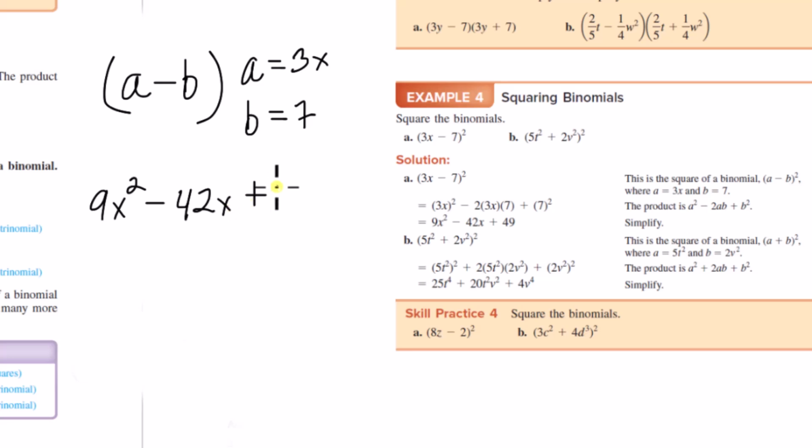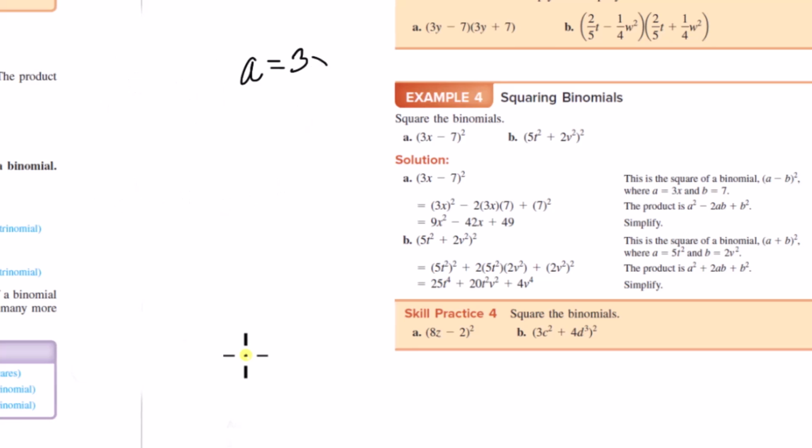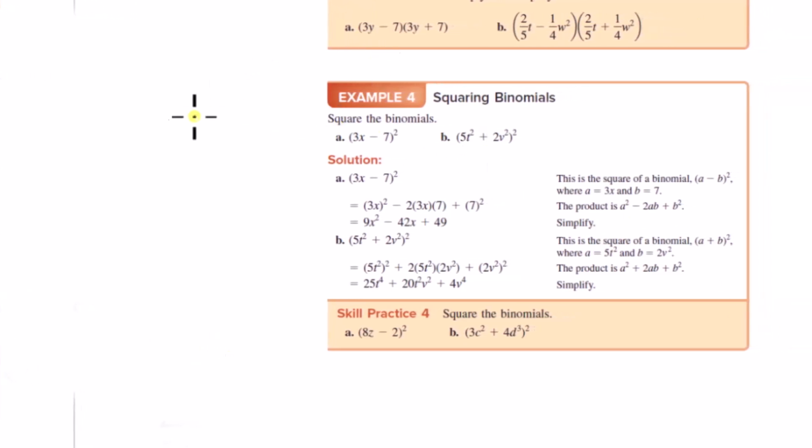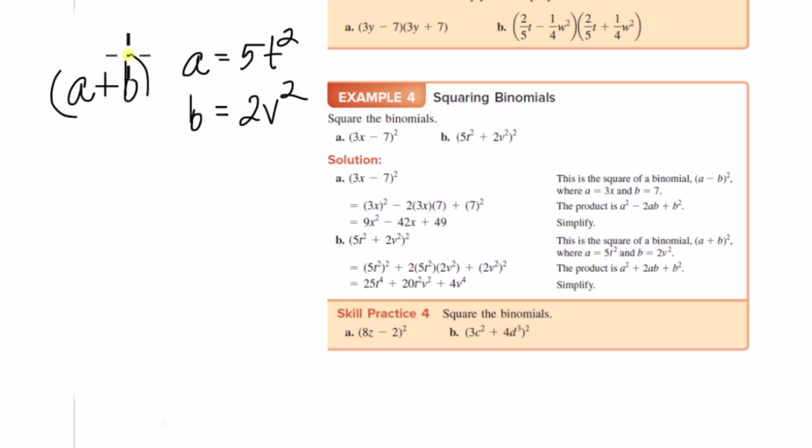And then plus b squared. There you go. Okay, let's see. The next one is, we're squaring a binomial again here, where we see that a is 5t squared and the b is 2v squared. And so we're doing a plus b squared.